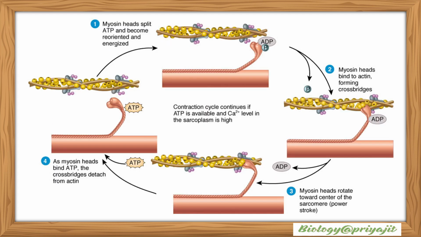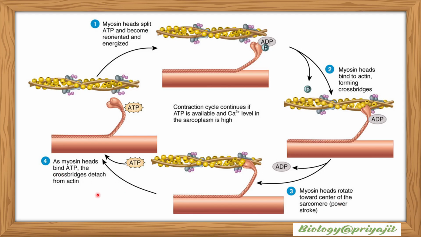So what happens in the cross bridge cycle? The myosin head splits ATP and becomes reoriented and energized. Then the myosin head binds to actin, forming a cross bridge. This is the myosin head attaching to the yellow colored actin, and the ATP forms ADP and Pi. Then ADP is released. The myosin head rotates toward the center of the sarcomere. This is called the power stroke.